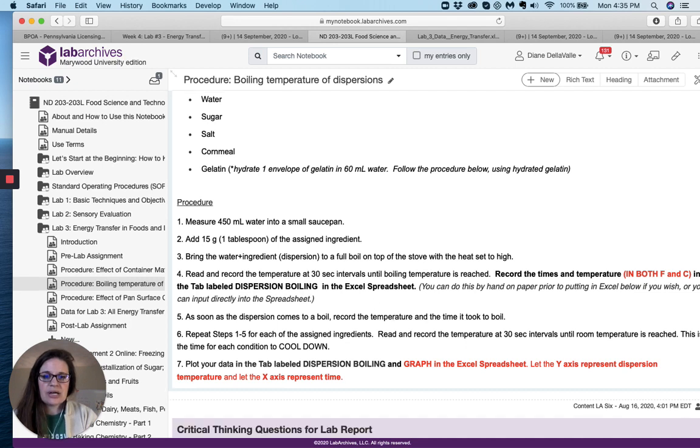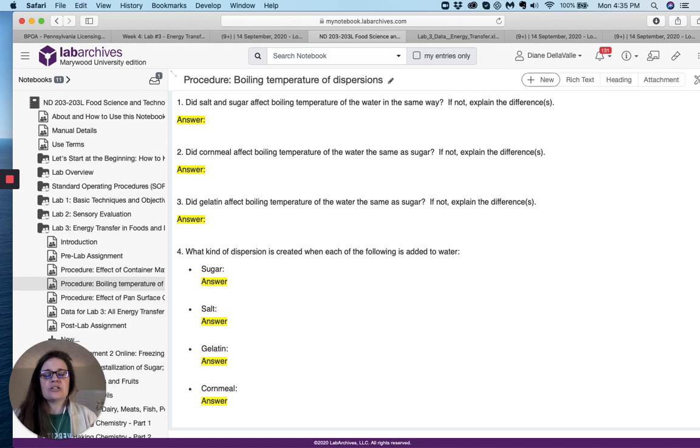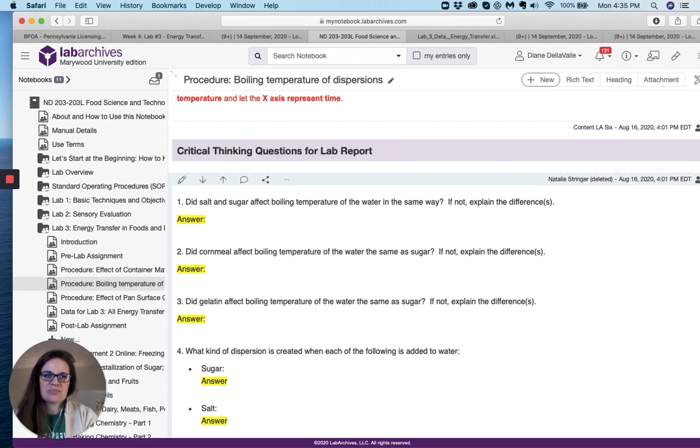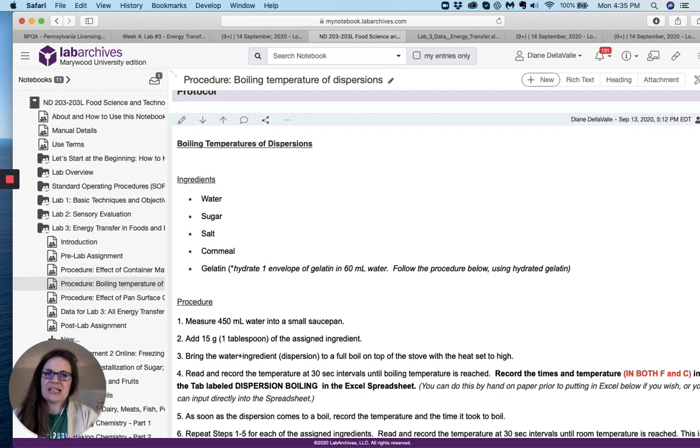And then we also have the critical thinking questions for your lab report. So answering these questions will help you to analyze the data as well. But if you have any questions, please post them to the general questions forum so I can answer them for everybody. So I hope you have a good time with this, and I can't wait to see what you come up with.